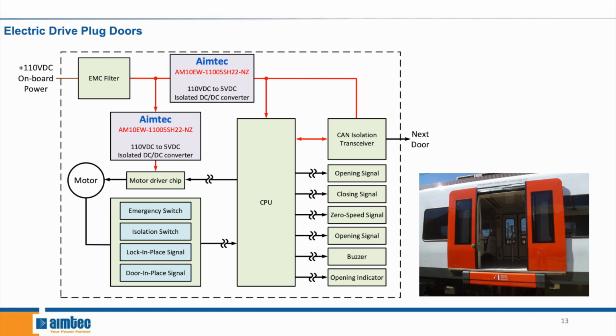These doors feature accurate obstacle detection, easy installation, and require less maintenance as checking for leaks in the pipes is not required. The below example shows a simplified block diagram of an electrical drive plug door system, where the voltage is 110 VDC. The power goes through an EMC filter first to filter out unwanted noise. Two AM10 EWs convert the 110 VDC to 5 volts to power the controller and the motor. Having two separate converters for the controller and the motor helps isolate the interference coming from the motor.